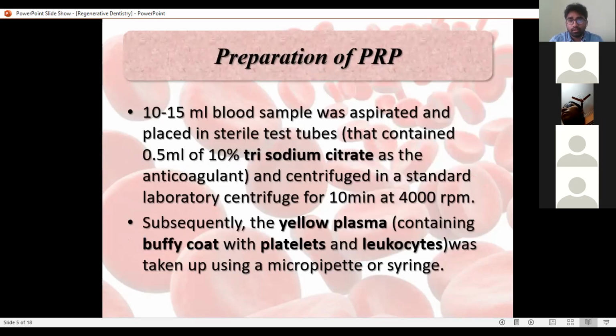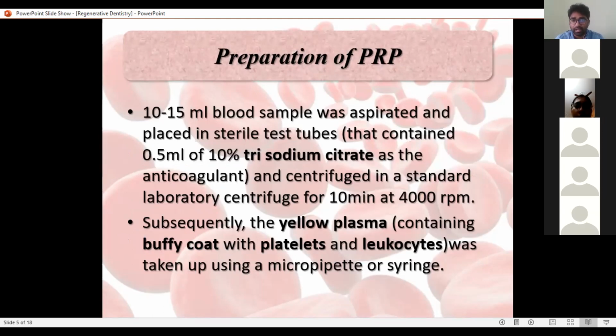So we want to know how we prepare the PRP. Usually we take around 10 to 15 ml of blood sample, aspirated and placed in a sterile test tube. We add sodium citrate as an anticoagulant, and we centrifuge for 10 minutes at 4000 rpm. Subsequently, on the topmost layer, we get the yellow color plasma that contains the buffy coat with platelets and leukocytes. That is taken using a syringe or micropipette.